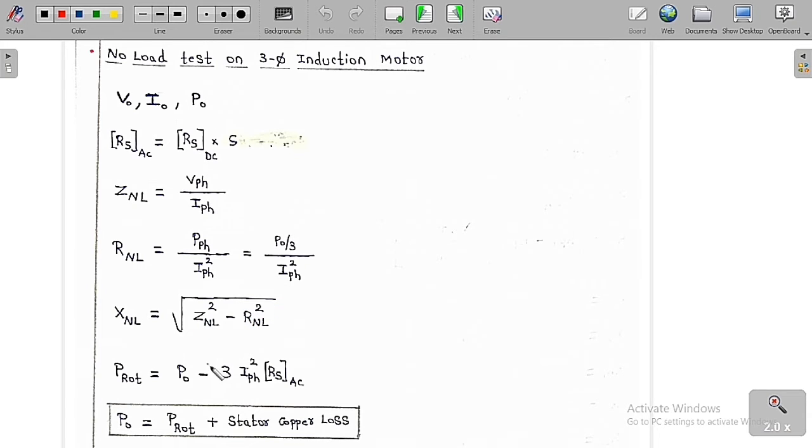I have already told you one important point. At no load condition, whatever the input power is, it is in terms of losses, because at the output we are not delivering any useful power. So output is equal to 0, and whatever the input power is goes into losses. The losses are the stator core loss, the stator copper loss, and the rotor copper loss, and the rotor core loss is neglected. So we are going to neglect that part.